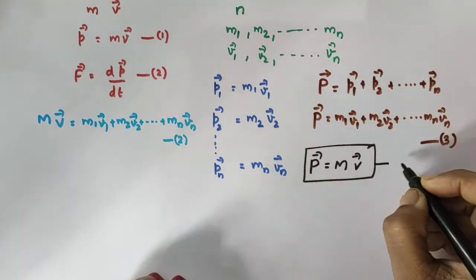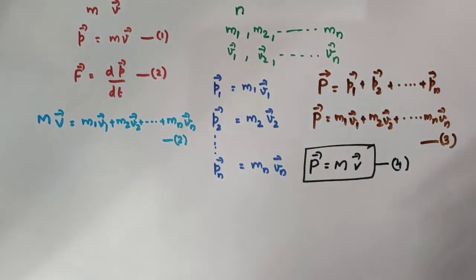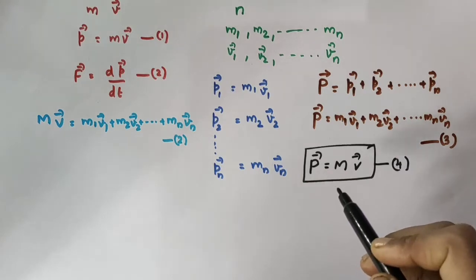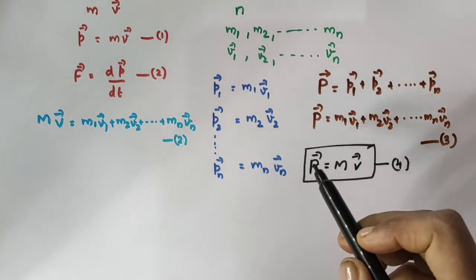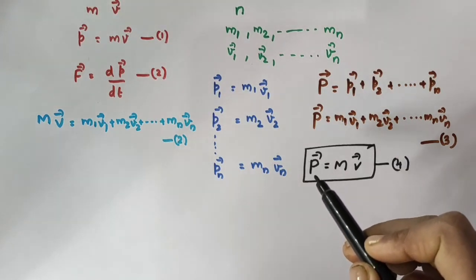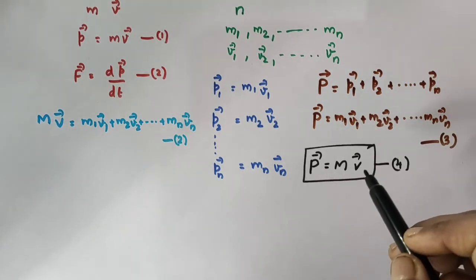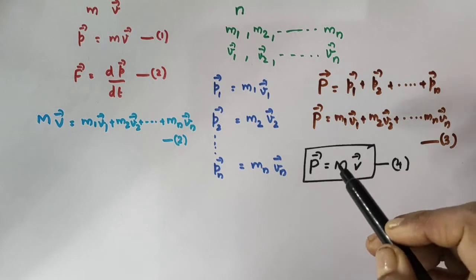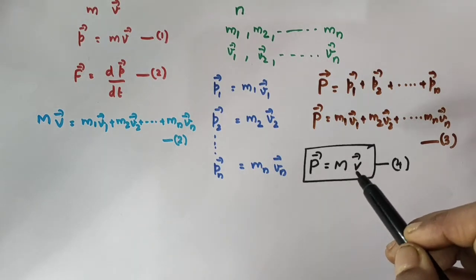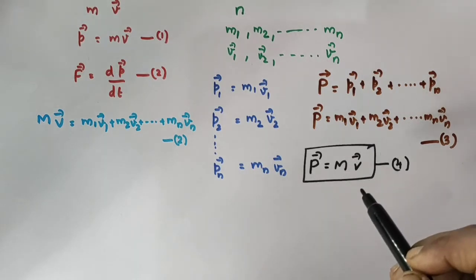I am taking this as equation number 4. Now, what does this equation say? The total linear momentum of a system of n particles is equal to the product of the total mass of the system and the velocity of the center of mass.